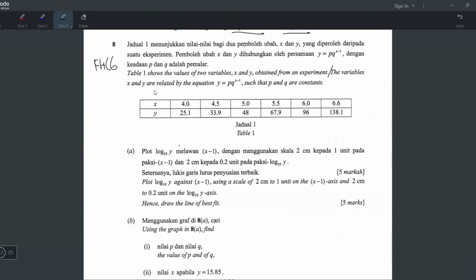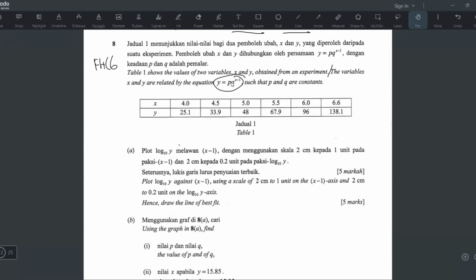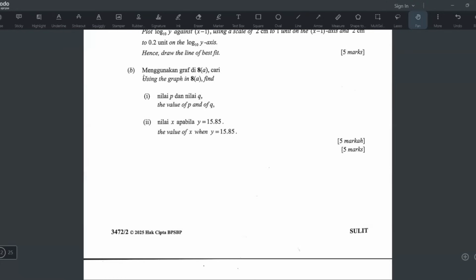The variables x and y are related by this equation, such that p and q are constants. Everything here is useless. Only the equation will be important. And when we are doing a linear law question, I always teach the same way. Always change the equation to linear form first. Even if the question never asks, also change to linear form first. Because if you don't change, later you cannot do your part C.